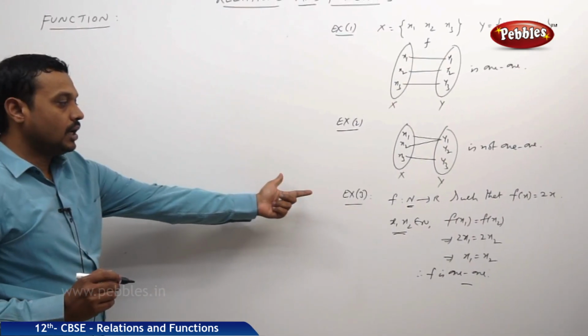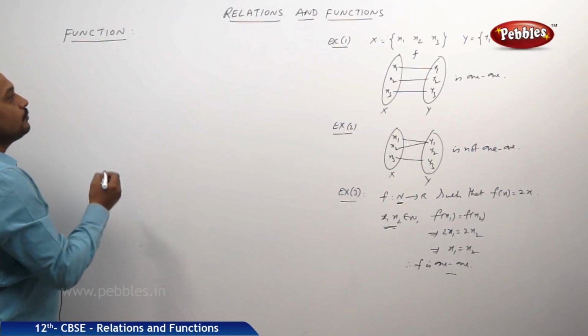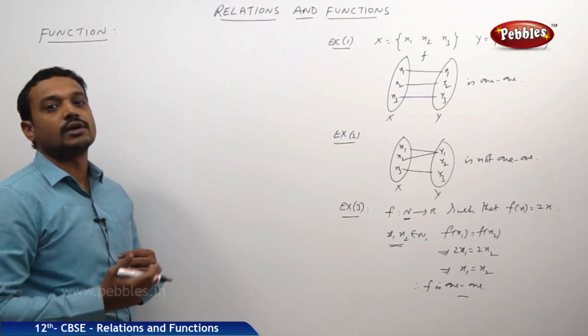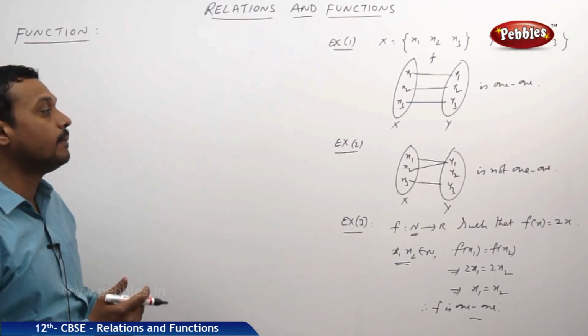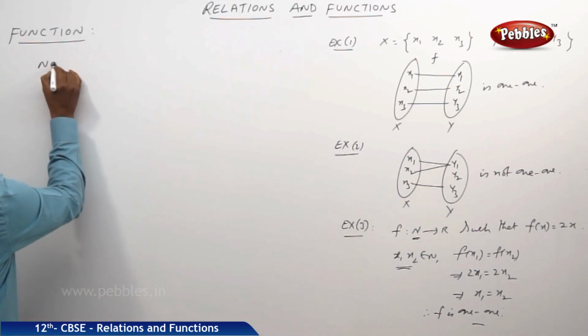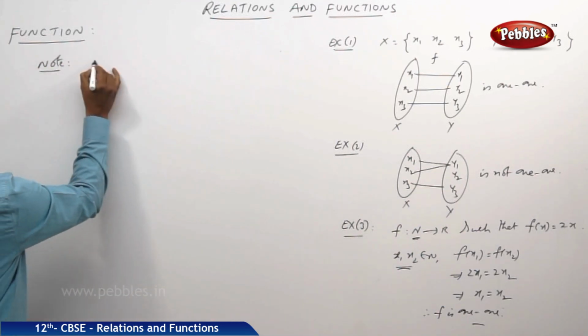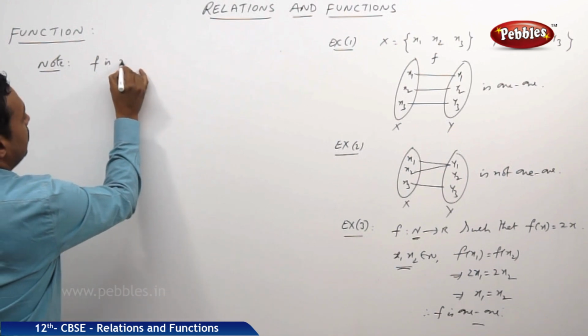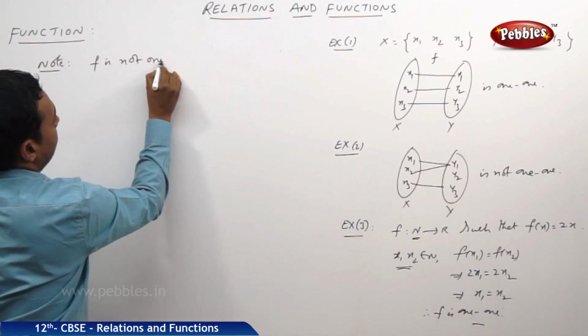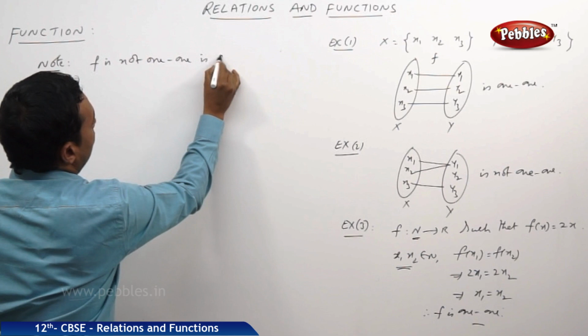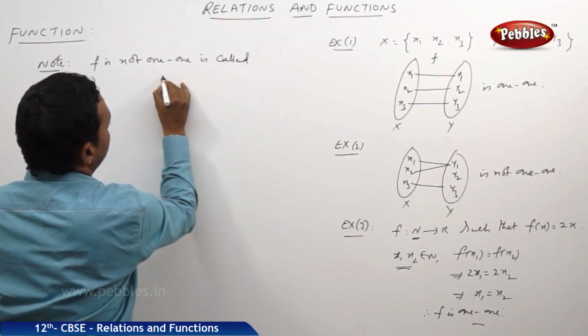So we learned about 1-1 function. Suppose any function is not 1-1, so what? Then it is called a many-one function. Note, a function f that is not 1-1 is called a many-one function.